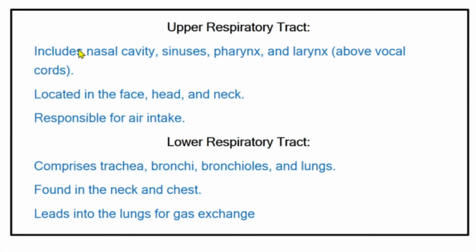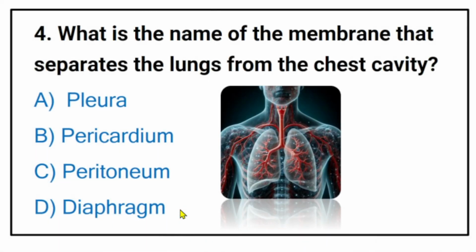The upper respiratory tract includes the nasal cavity, sinuses, pharynx and larynx, located above the vocal cord. It is located in the face, head and neck, and is responsible for air intake. The lower respiratory tract comprises the trachea, bronchi, bronchioles and lungs. It is found in the neck and chest. It leads to the lungs for gas exchange. It is simple anatomy and physiology.